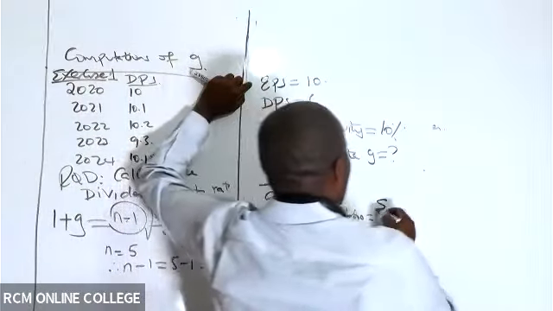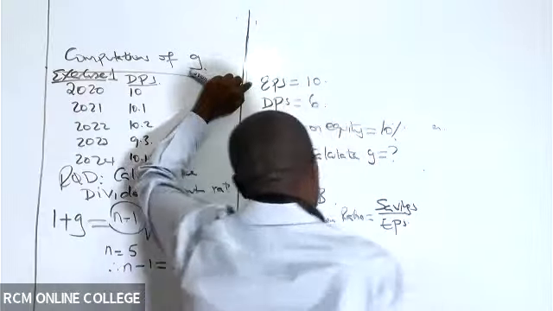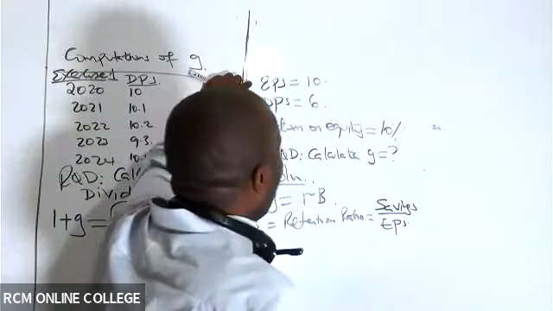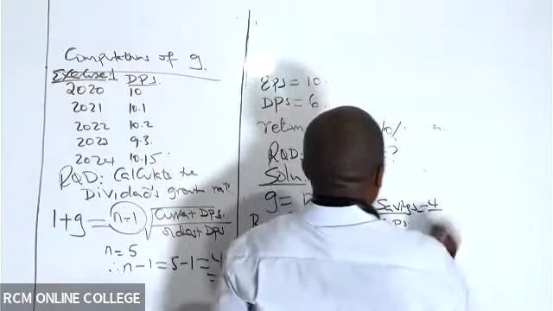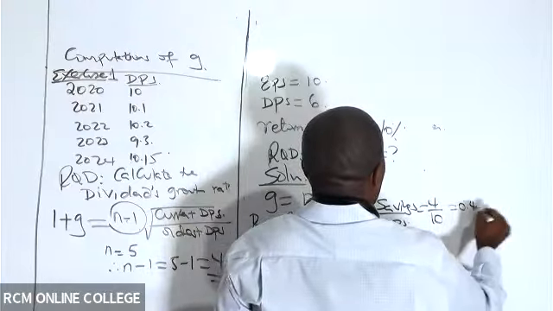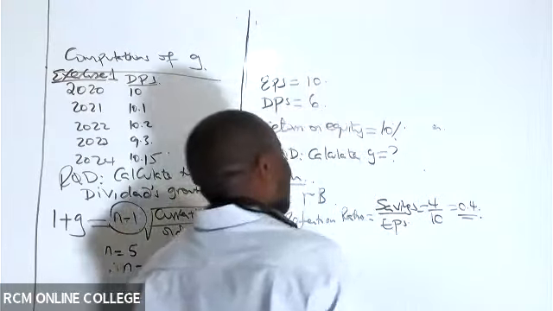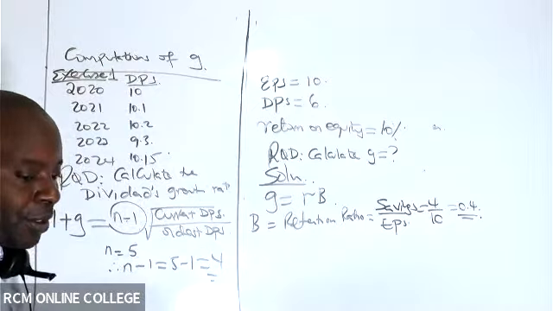So we have savings over the total earnings as the retention ratio. Savings here we have 4, EPS we have 10. So this will give us 0.4 or 40%. Serious organization, very aggressive organization.